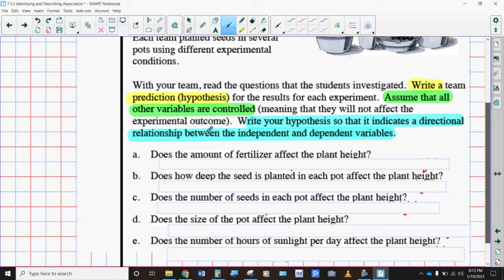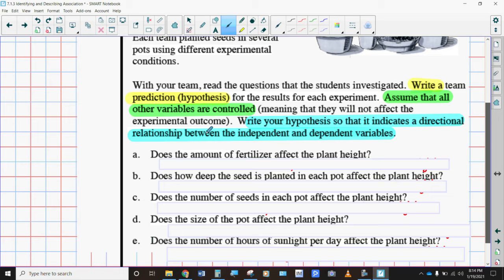Okay, the changes can only happen once at a time. You do not want to change the sunlight and the amount of fertilizer and the amount of water for one particular example, because how do you know which one of those three is really causing it to grow? So you only want to have one variable that changes and everything else stays the same.